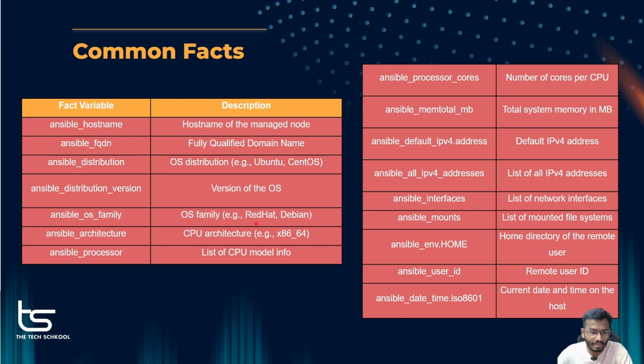Then OS family, that is which Linux or Windows flavor is being used, can be derived from this fact variable. Architecture, processor, how many cores, memory total in megabytes, then the IPv4 addresses. Everything and anything regarding the infrastructure of those servers can be derived using these facts. So it's a great tool to utilize when we need such information in our code.